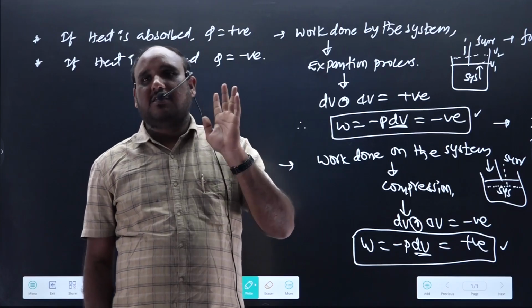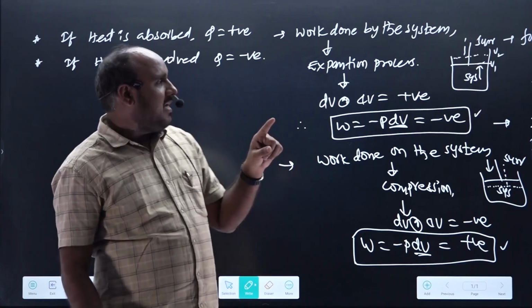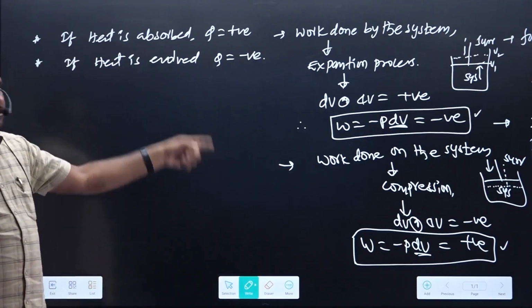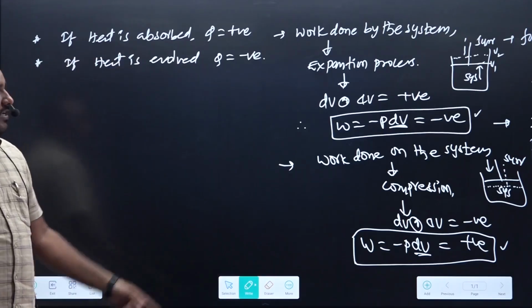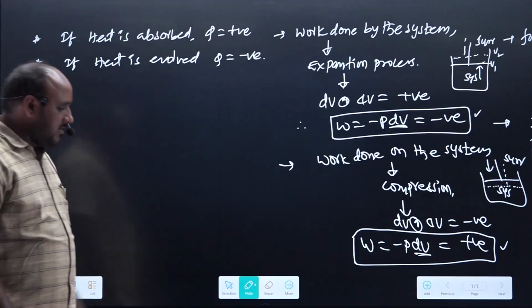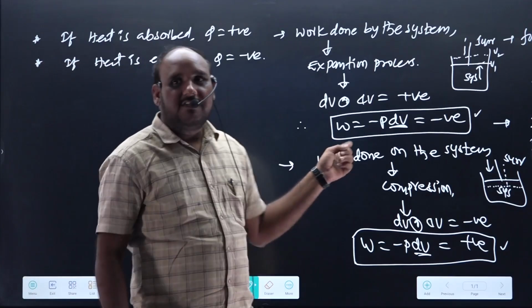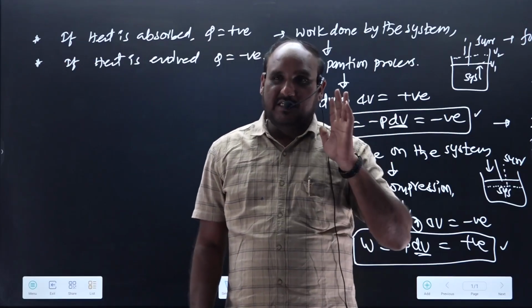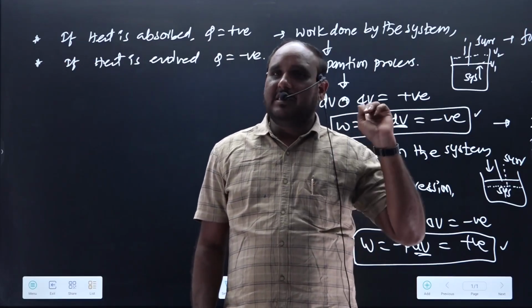Only terminology can be utilized. With the help of the terminology, we are able to give the notations of work. W is equal to what? Minus PdV. W is equal to minus PdV. So this is about heat and work. I have taken a detailed picture about heat and work.